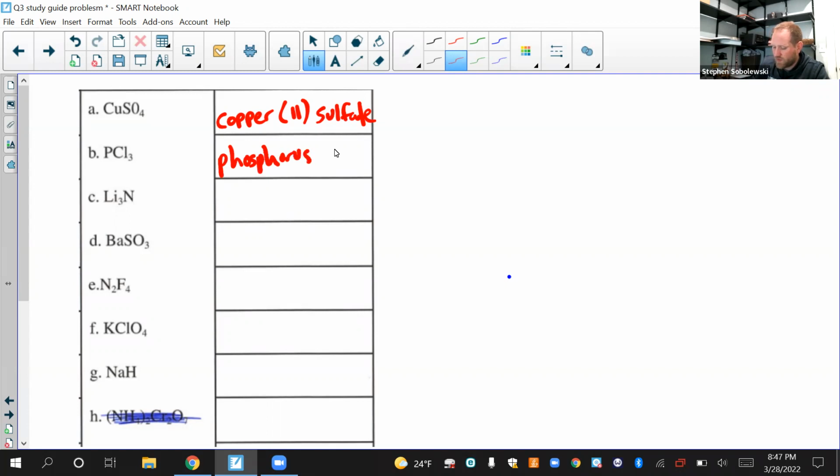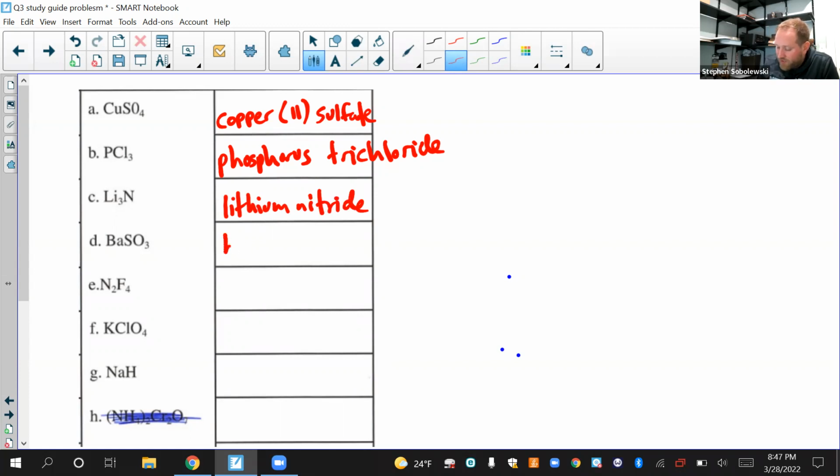Phosphorus trichloride. Okay, note that we don't use mono for the first one if there's one of them. Mono only gets applied to the second one if there's one of them. Li3N, lithium's a metal, nitrogen's a nonmetal, so this is going to be simply lithium nitride. Okay, and no Roman numerals because lithium's a type 1 metal. It has a known consistent charge.